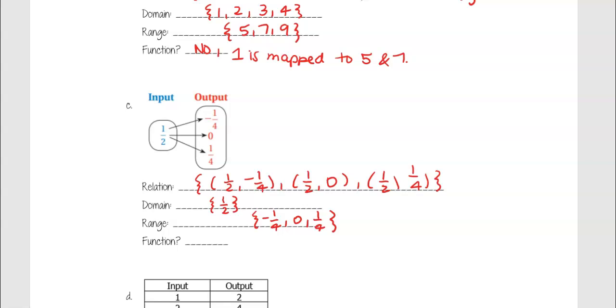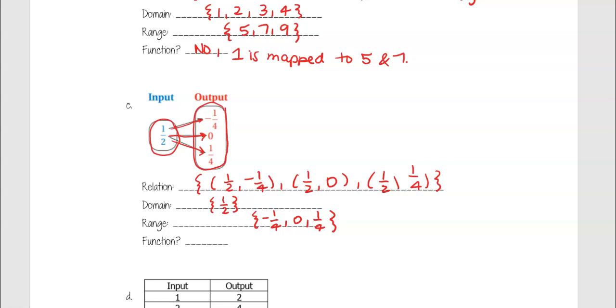It's a mapping diagram. The arrows represent our points. So I've got (1/2, -1/4) is a point, (1/2, 0), (1/2, 1/4). My domain is just 1/2. My range is these 3 values.